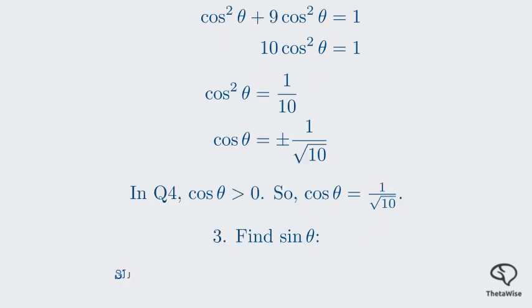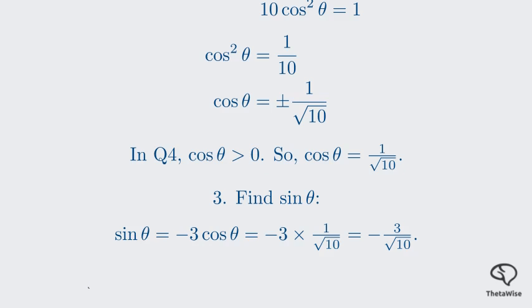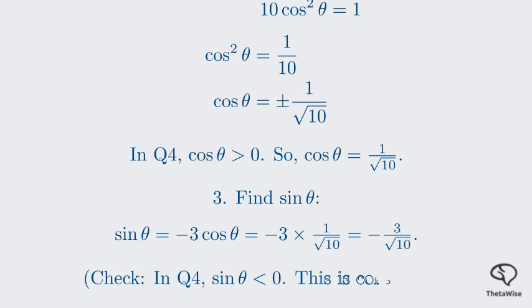Now we find sine using the relationship sin θ equals -3 cos θ. We get sin θ equals -3 times 1 over root 10, which is -3 over root 10. Our answers, 1 over root 10 and -3 over root 10, align with the signs we predicted for Q4. This consistency check is very important.